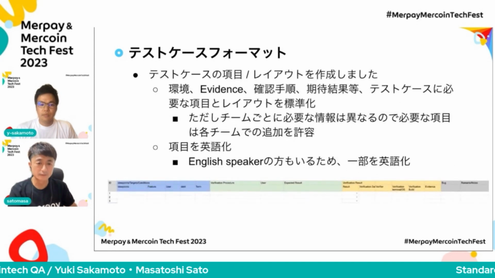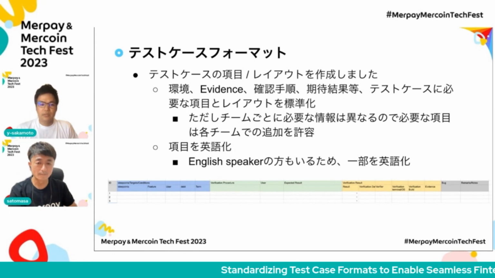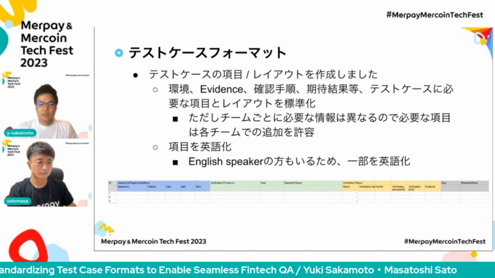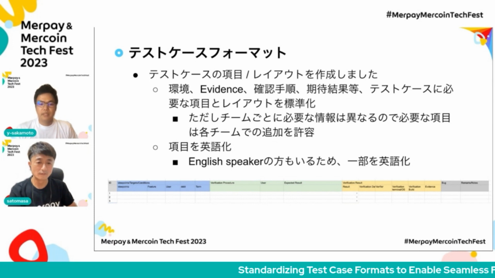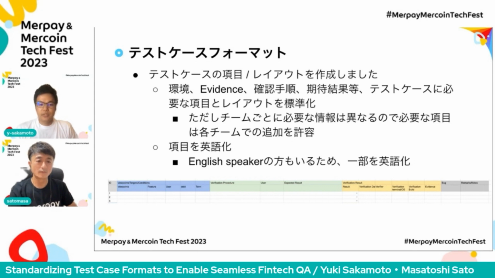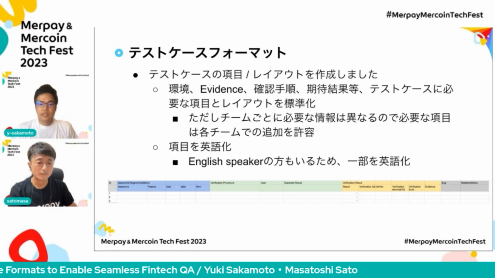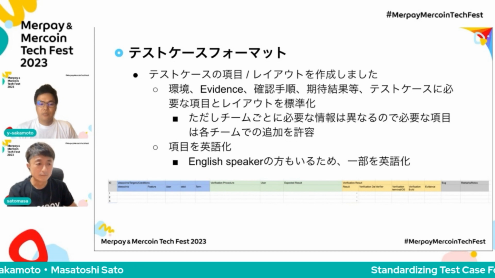Next, we created the test case items and layout. The required items to be included in a test case generally include a verification perspective, environment to be verified, evidence, procedures to be verified, and expected result. However, the required information varies depending on the team and also the verification target. Therefore, in addition to the required items, additional items can be added at the discretion of each team.